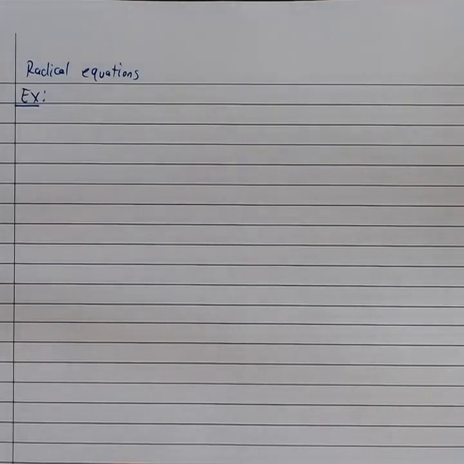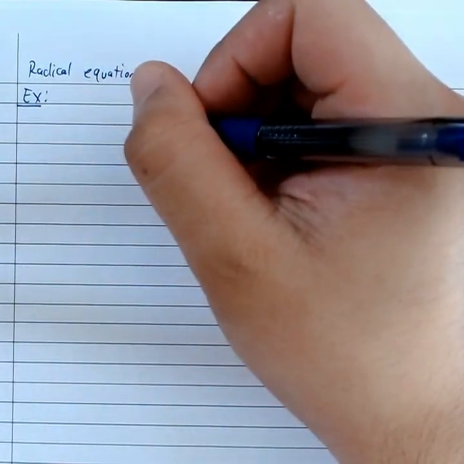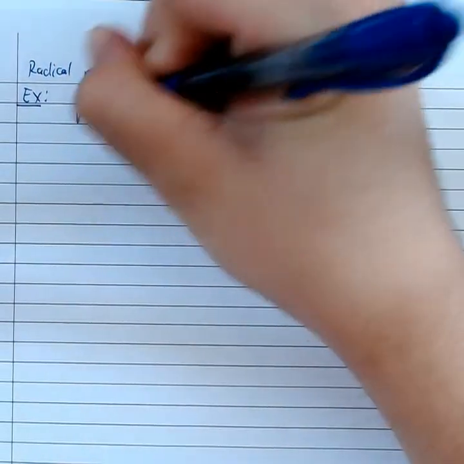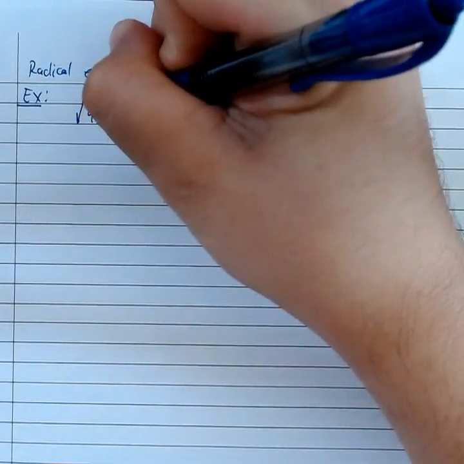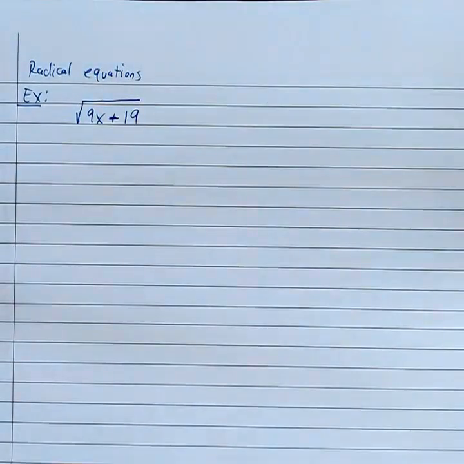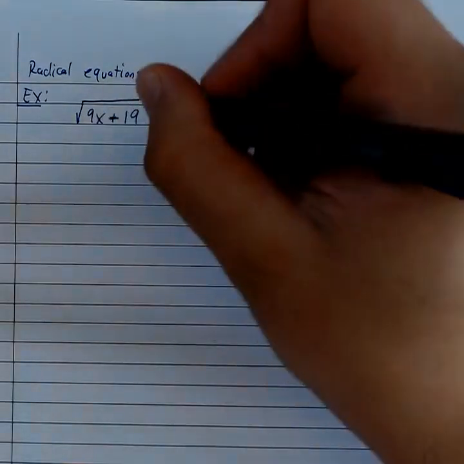So let's take a look at an example. Let's start with this one. We're going to take the square root of 9x plus 19, and that's all underneath the square root, is equal to x plus 3.